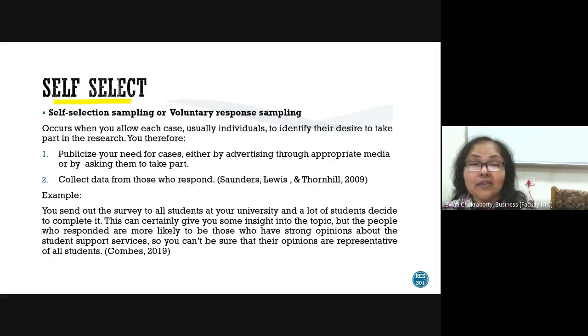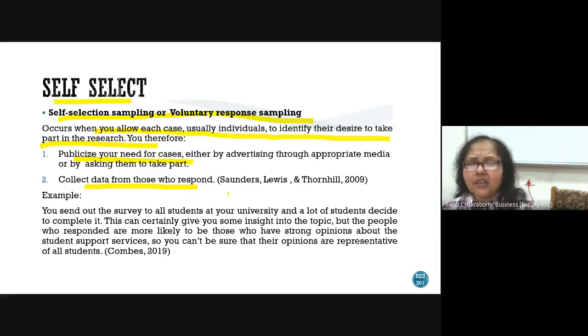Self-selection sampling, or voluntary response sampling. It occurs when you allow each case, usually individuals, to identify their desire to take part in the research. You ask your participants, and they volunteer. Publicize your need for cases, either by advertising through appropriate media or by asking them to participate, and collect data from those who respond.